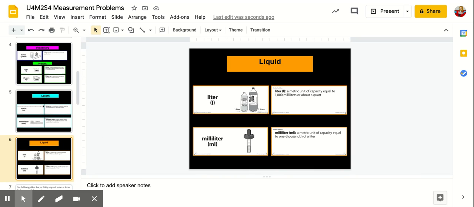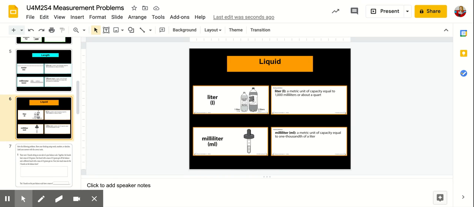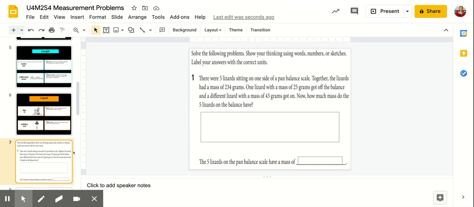So I only gave you these. There are more words that are associated with the metric system, but these are the words that you're going to need to know today for the problems that we are working on. So today we're going to solve some problems showing your thinking and using words and numbers and sketches. This is on page 124. So we're working on pages 124, 125, and 126.